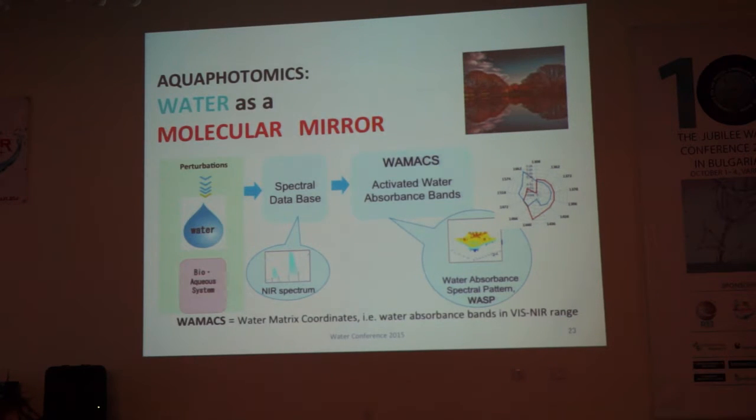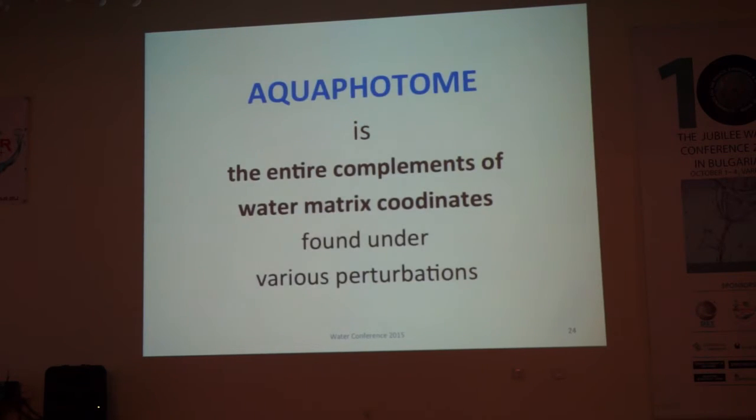It gets the influence of the temperature strongly, humidity, pressure, everything. So if we talk about epigenetics, it goes directly to the water, and water influences DNA and so on. And it is vice versa. It is a play. But in order to use this spectroscopy, we have to have the database of water absorbance bands. And I call them water matrix coordinates.